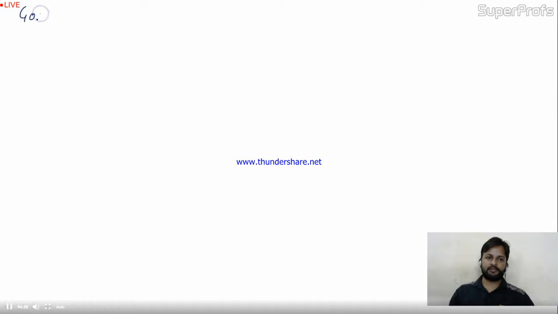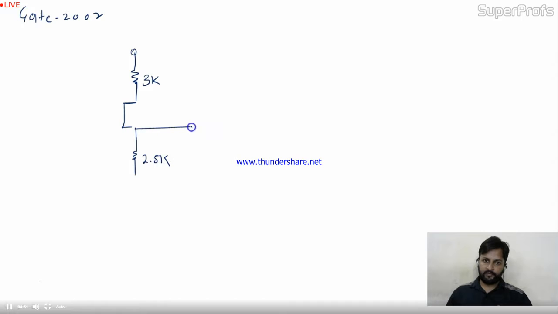So this is GATE problem 2002, 2 marks problem, and the circuit of the problem is given. I'll take 30 seconds to draw it. 3K. Okay. 2.5K connected in parallel with capacitor CS.